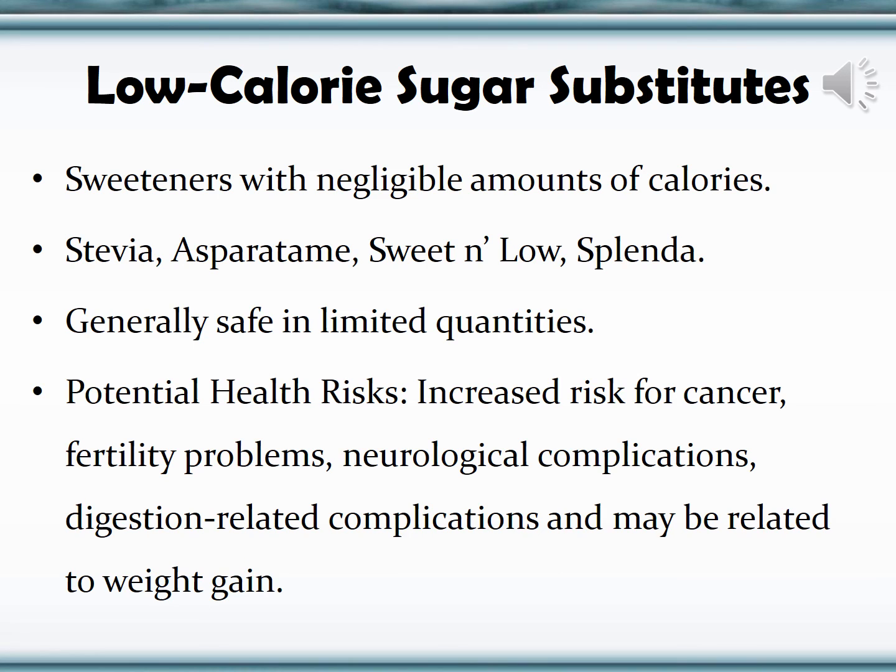Low-calorie sweeteners are sweeteners that have less or negligible amounts of calories. So some of the ones that you may be familiar with are stevia, aspartame, Sweet and Low, or Splenda. And these are all generally safe in limited quantities. Many people consider stevia to be the best option, but there are still complications related to its intake. So a good general rule to follow with all of these is to consume these moderately. So only have these maybe 1, 2, 3 times tops on a daily basis.